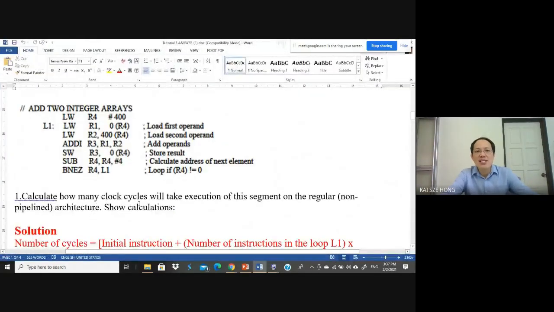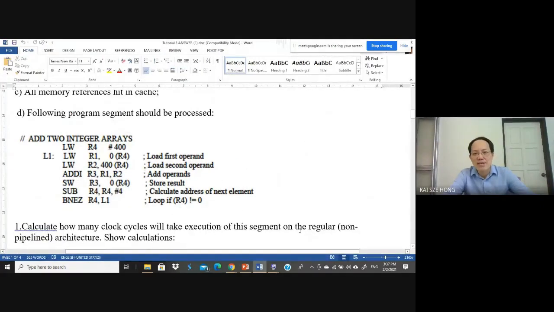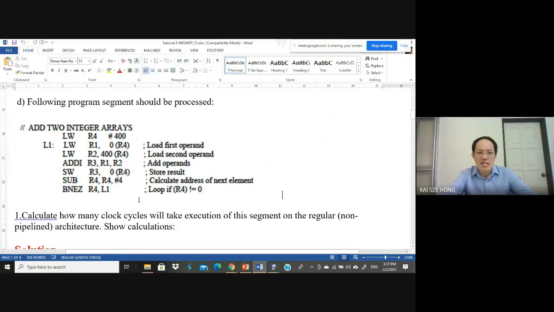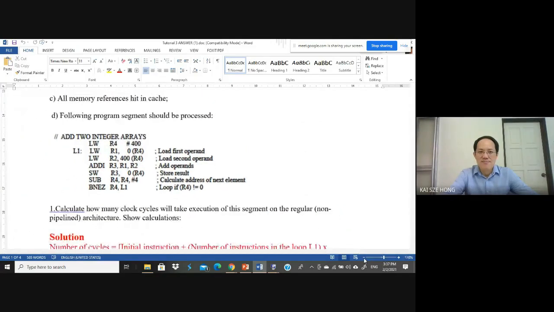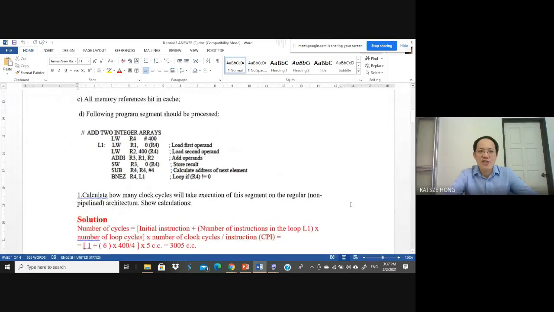So now calculate how many clock cycles will take to execute this segment on the regular non-pipeline architecture. Now we don't have architecture. Show the calculations. How many do we need? So load the word R4, 400. Now, you load R1, this one, load R2, 400, and then add R3, R1 plus R2. Okay, then store the R3, 0(R4). Then subtract the R4 with 4. Okay, so now, how many addresses? Let's guess how many addresses. Okay, you can calculate first.